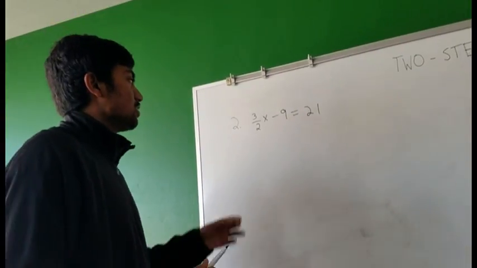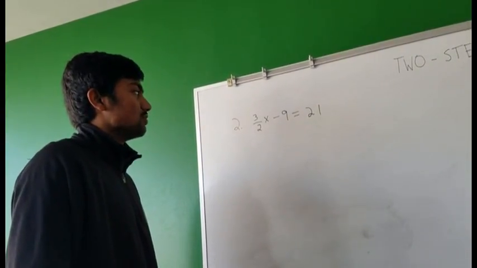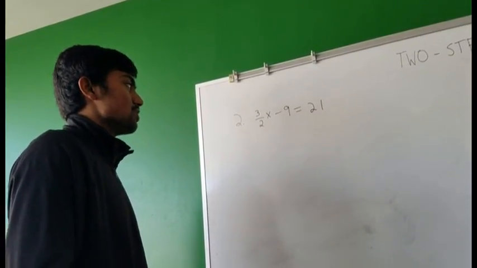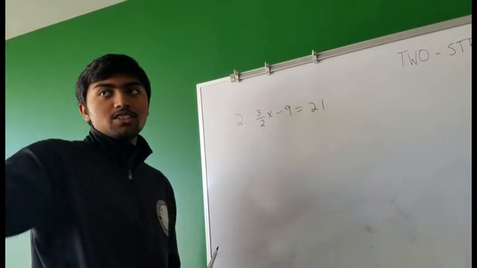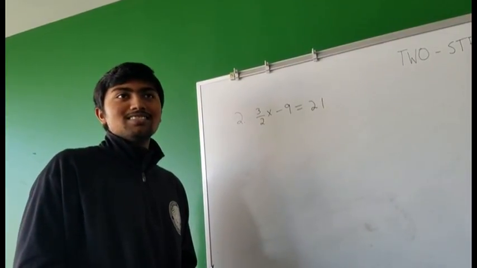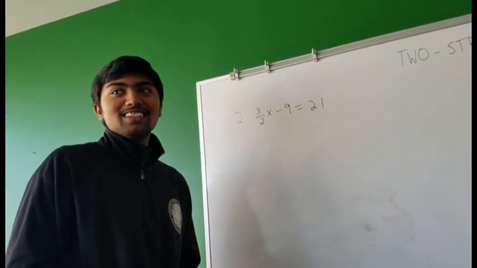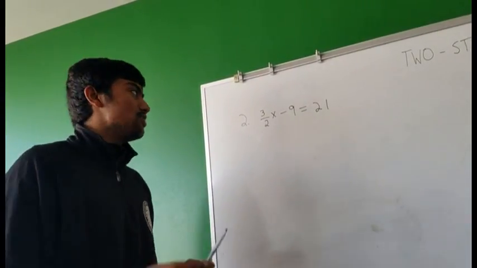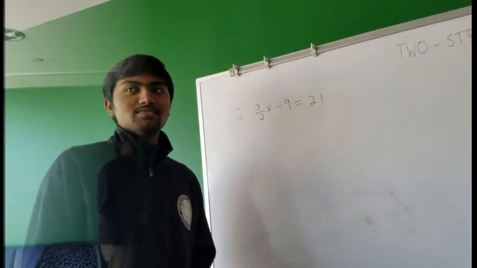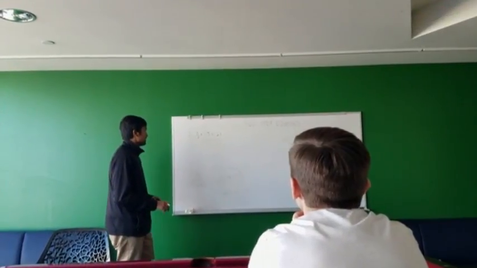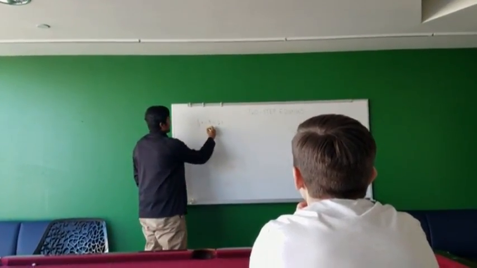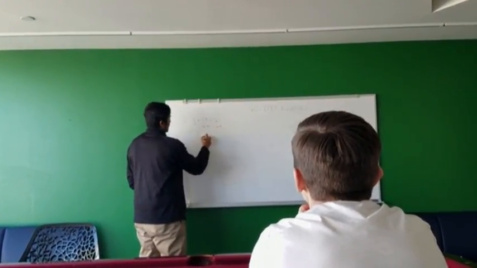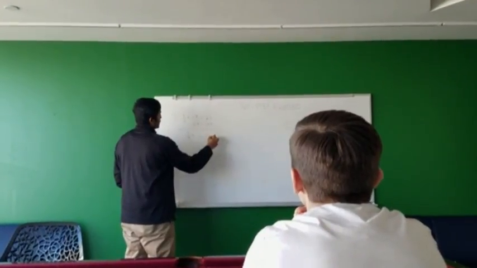So this is a new example: 3 halves x minus 9 is equal to 21. If you remember earlier, I referenced one specific key to solve these two-step equations, which is what, Justin? Whatever you do to one side, you do to the same side. Justin, that's not quite correct. It's whatever you do to one side, you do to the other side to maintain equality. So to solve this equation, you add 9 to both sides to begin. So you get 3 halves x is equal to 30.